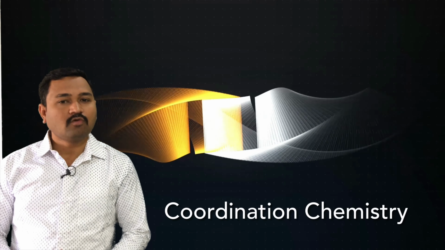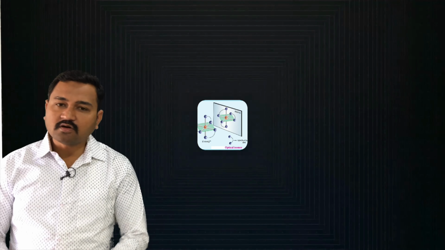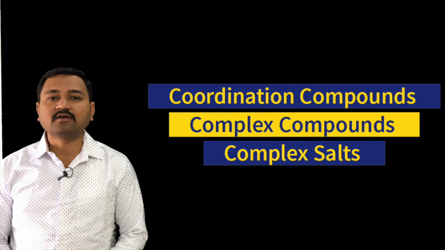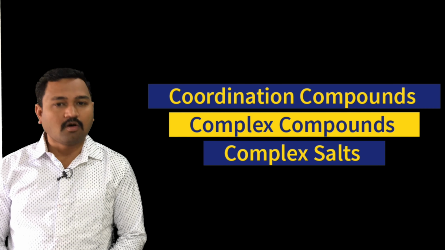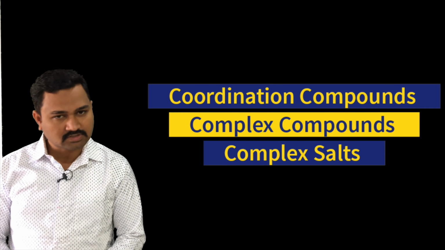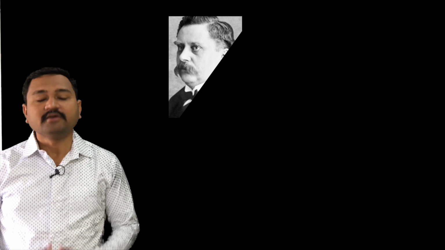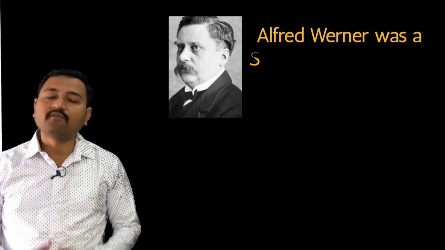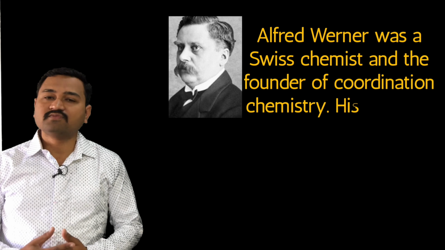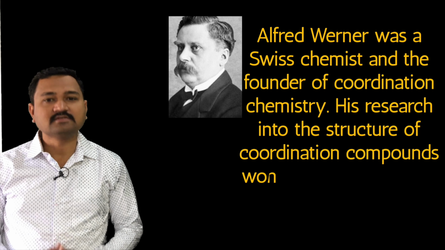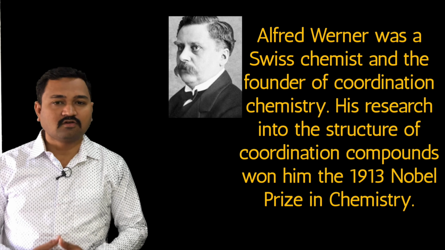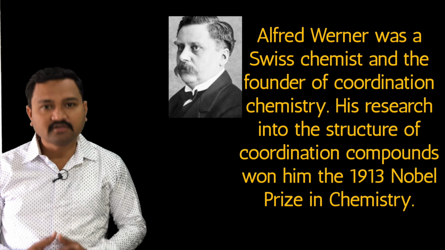Now in today's lecture we are going to learn about coordination chemistry. This coordination chemistry is also known as a coordination compound, a complex compound, or a complex salt. Coordination chemistry emerged from the work of Alfred Werner, a Swiss chemist who got a Nobel Prize in 1930 for his contribution in coordination chemistry.